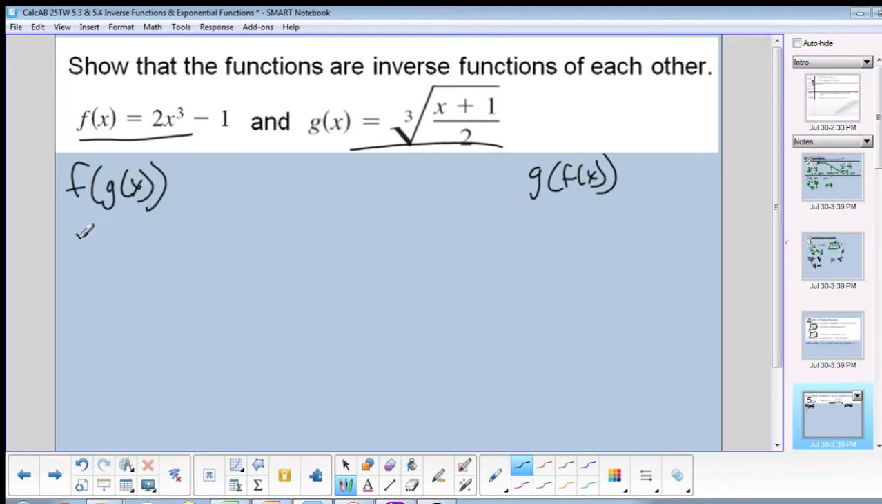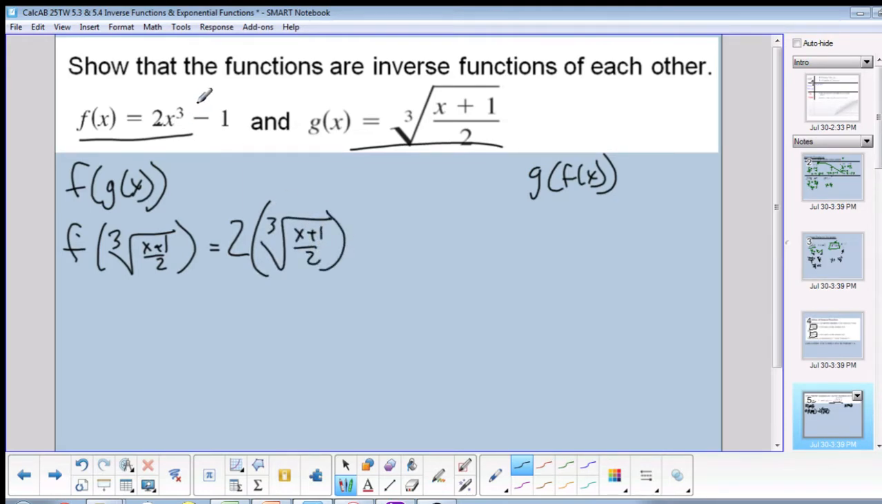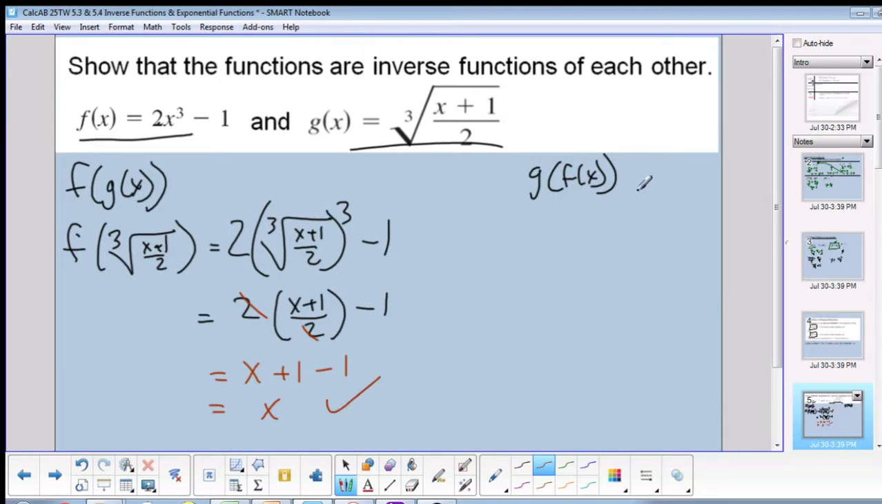That's f of the cube root of x plus 1 over 2. So you're plugging the cube root of x plus 1 over 2 in for the variable x, and that'll equal 2 times the cube root of x plus 1 over 2 cubed, minus 1. The cube root and the cubed cancel out, so you get 2 times x plus 1 over 2 minus 1. Those 2's cancel out. So you get x plus 1 minus 1, which equals x. So that checks out. Let's try it the other way.